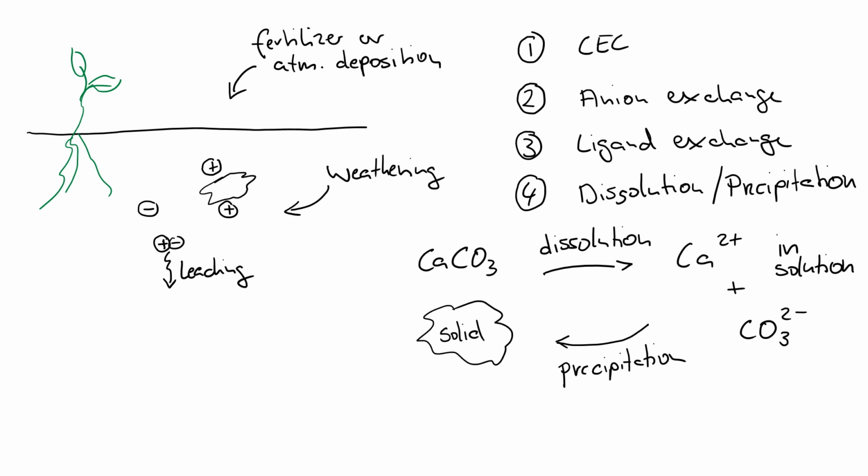Now the fifth mechanism is surface chelation, and that happens between organic compounds and some metals. It's particularly important for binding micronutrients such as iron, copper, zinc, and so forth, and provides a slow release mechanism.